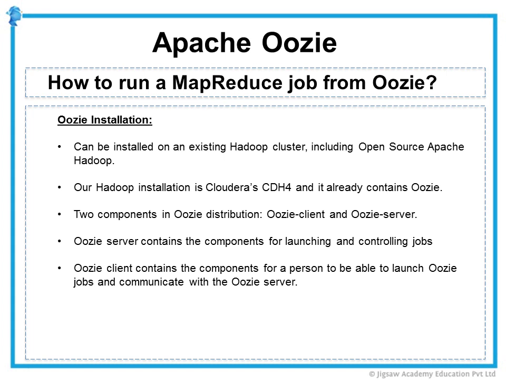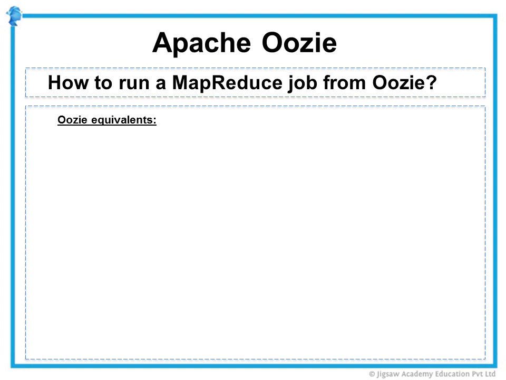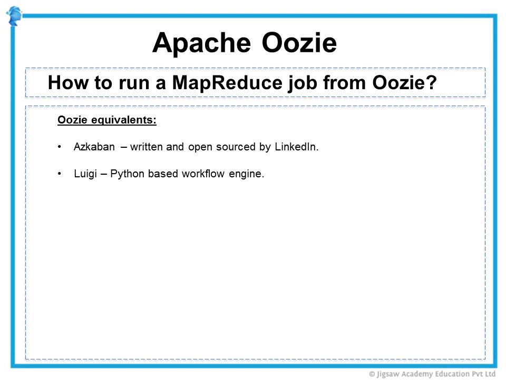Now, helping Hadoop users in chaining and automating the execution of big data processing tasks into a defined workflow is an extremely useful feature in real-world practices. However, Oozie is not the only project that can help you achieve this goal. There are other projects like Azkaban, which was written and open sourced by LinkedIn. You have Luigi, which is basically a Python-based workflow engine, and you also have Cascading, which supports any JVM-based language such as Java, JRuby, and Clojure.